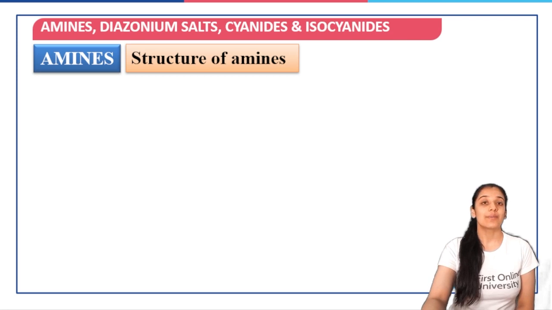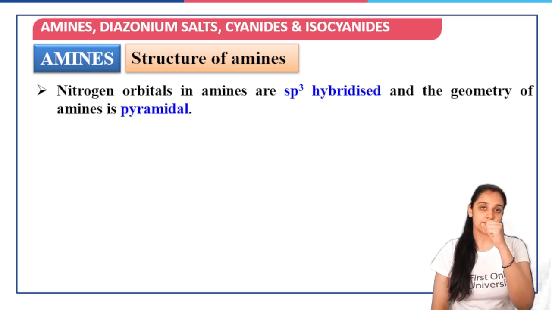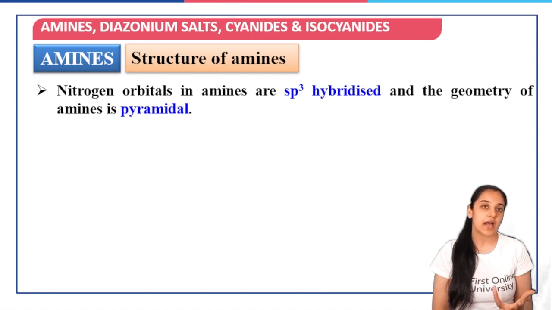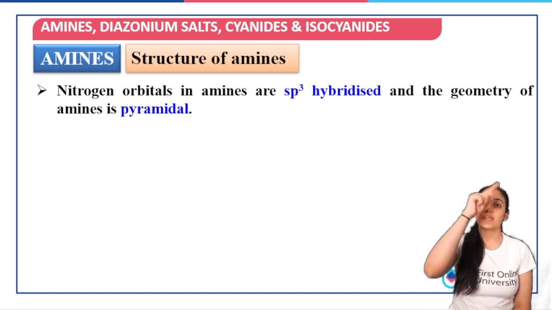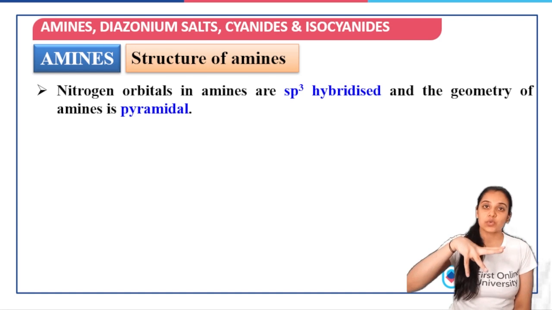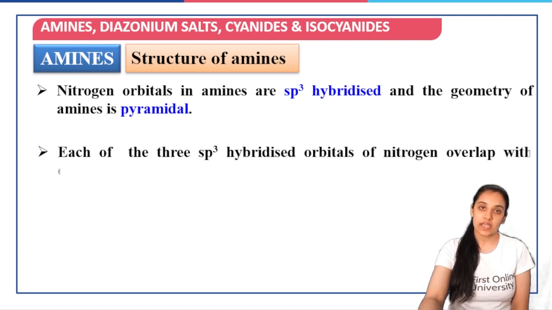When I talk about the structure of amines, the central atom is nitrogen, which is attached to other groups that would either be hydrogen or some alkyl or aryl groups. Here the nitrogen atom, just as in the case of ammonia, has sp3 hybridized orbitals. So the geometry is tetrahedral, but since there is a lone pair present on the nitrogen atom, the shape is going to be pyramidal, with the geometry being tetrahedral.